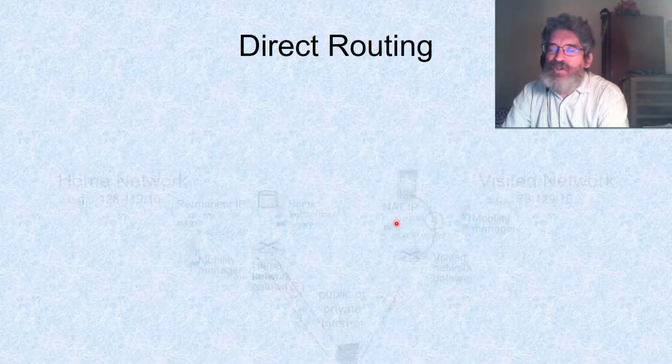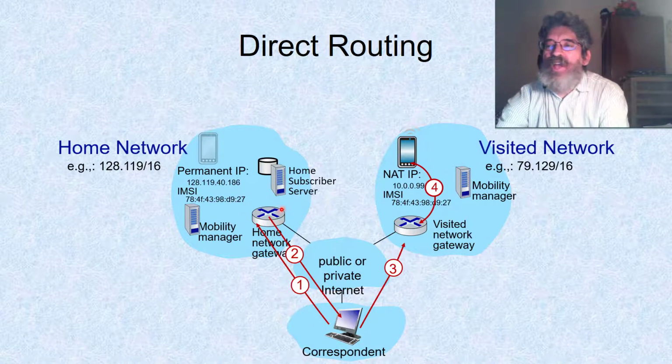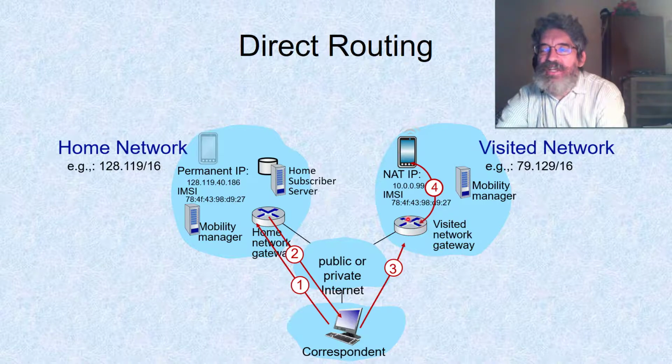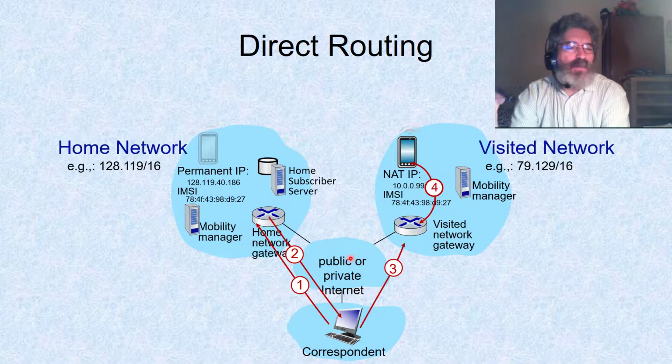Now the other option is called direct routing. So what we do here is the correspondent talks to my home network. And the home network says, hey, I'm not here. I'm over there, and here's the care of address. So the correspondent can then send it to the care of address, which can then send it to me. I respond and come back directly to the correspondent, which means that's going to go much more quickly.